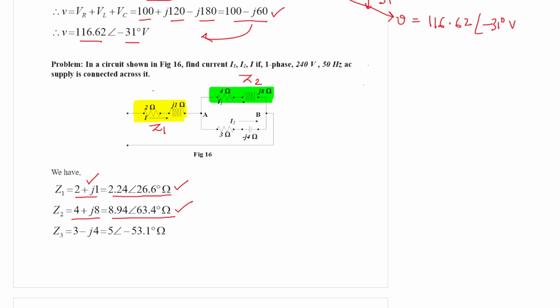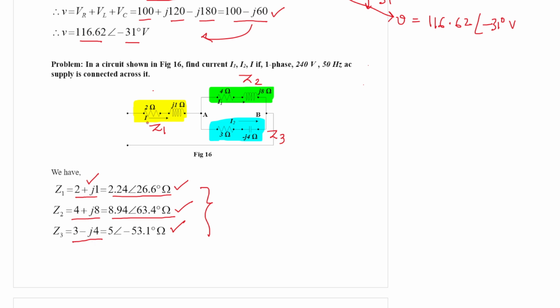And the third impedance we have marked with sky blue. We have 3 minus J4. So we have a series RC, which is Z3. So Z3 is 3 minus J4. If you bring it into polar form, then it will be 5 angle minus 53.1 degree. In this way, we have evaluated all the impedances Z1, Z2, Z3.